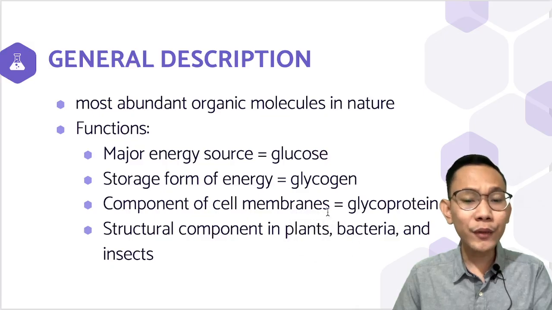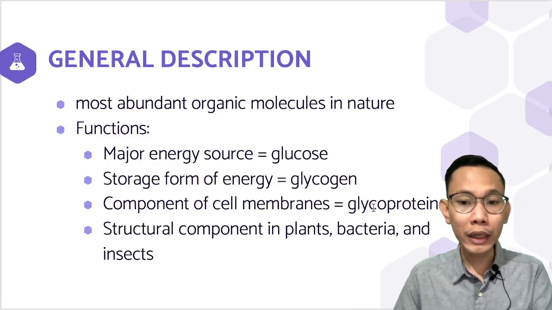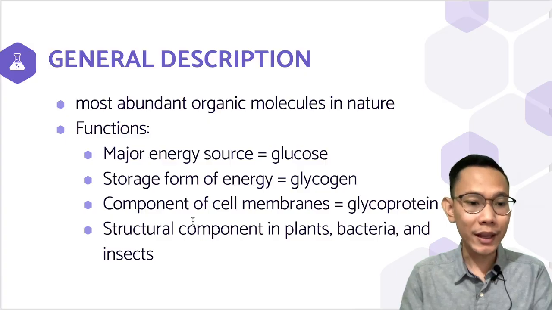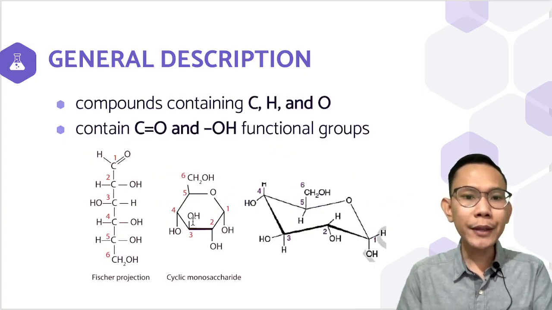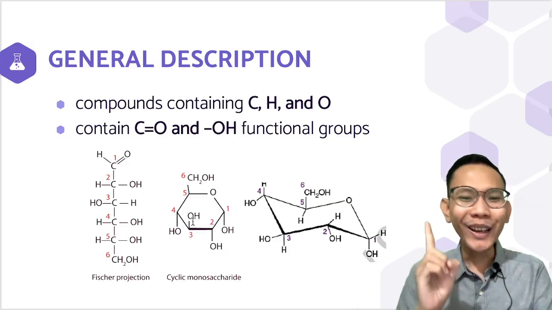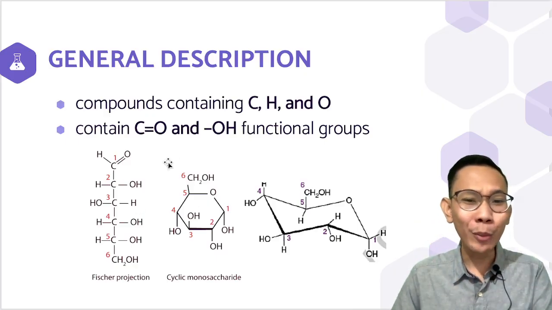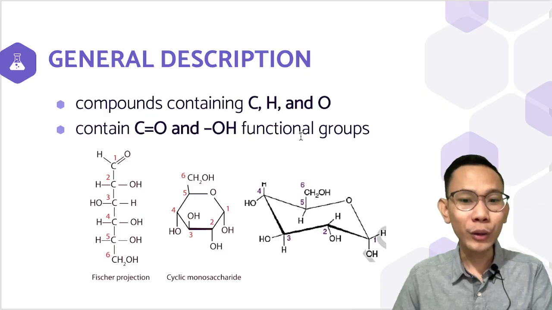Component of cell membranes, of course, we all know that carbohydrate is also part of the glycoprotein of your cell membrane. Remember, glyco, that is carbohydrates. And then structural components in plants, bacteria, and other animals, including your insects. So again, these are compounds containing carbon, hydrogen, and oxygen, containing your C double bond O and your hydroxide or OH functional groups.